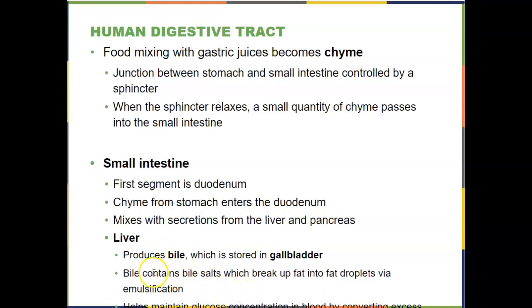The role of bile is to digest, or not to digest, but to emulsify fat droplets. So if you have quite a lot of lipids in your diet, in the food that's coming out of the stomach right here, the liver via the gallbladder will release quite a bit of bile, which acts like a soap to break up that fat and make it soluble in water. The process is referred to as emulsification.